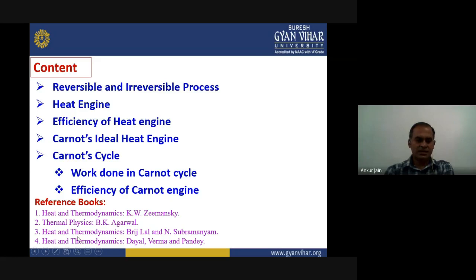Here is the list of reference books. These books are all very simply and easily written. The third book is from Brijlal and N. Subramaniam, and it is very good to consult if you want to learn the basics of thermodynamics. For all the topics, it is very simply written.